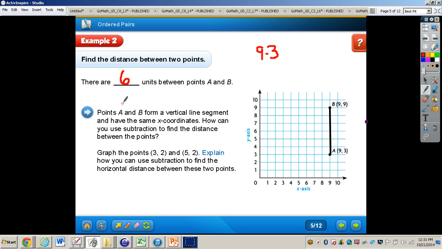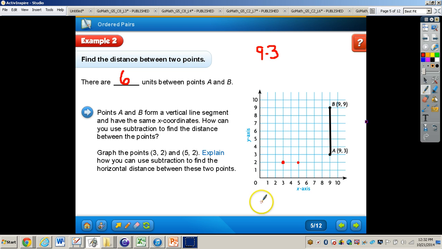Now the next thing we want to do is graph points 3, 2 and 5, 2. And we want to explain how we can use subtraction to find the horizontal distance between these 2 points. So the first thing we do, graphing 3, 2. Start at the origin, and you move the number of units to the right within the x-axis, which is 3, and then we move up 2 units on the y-axis, and we plot our point. Next thing we do, 5, 2. That means we move to the right 5 units from the origin on the x-axis, and then we move up 2 units on the y-axis because it's 2 within the y-axis there.